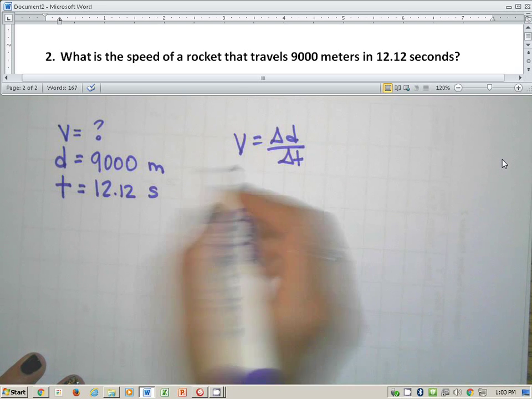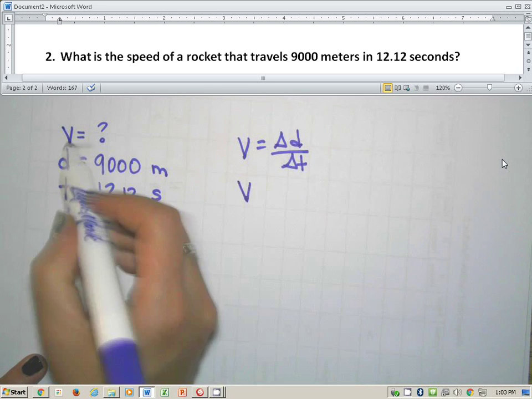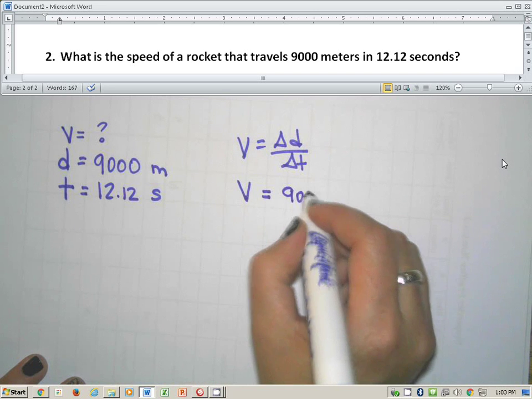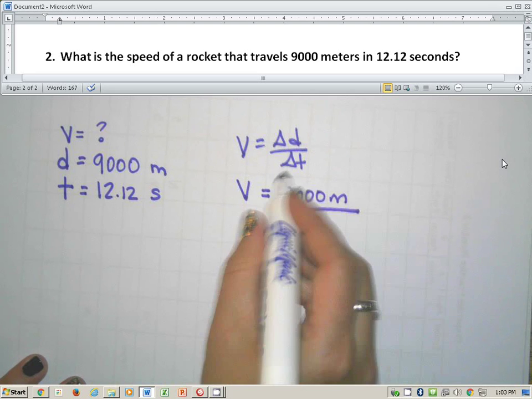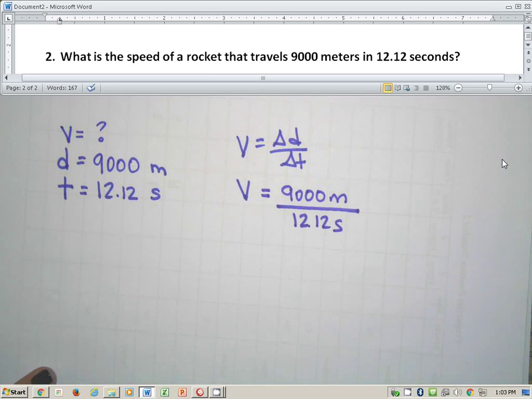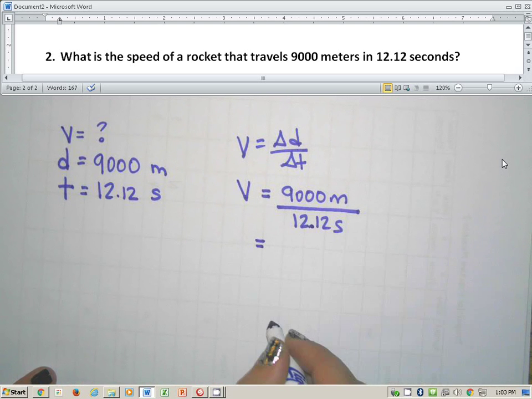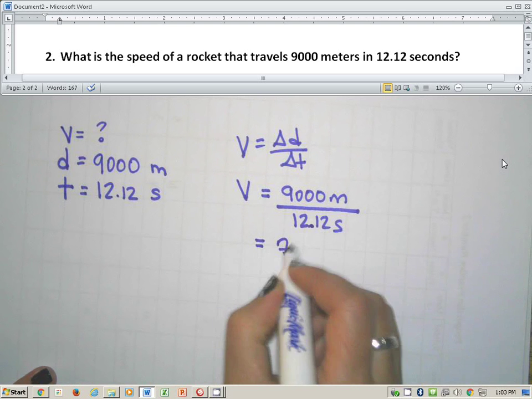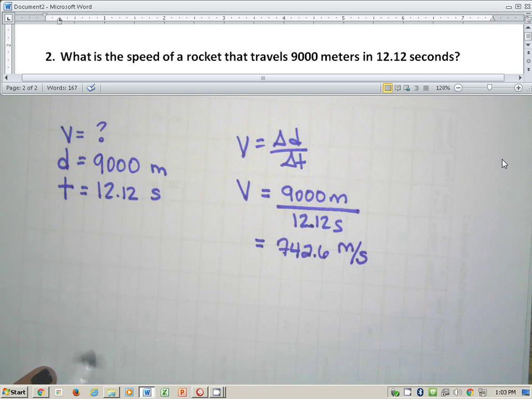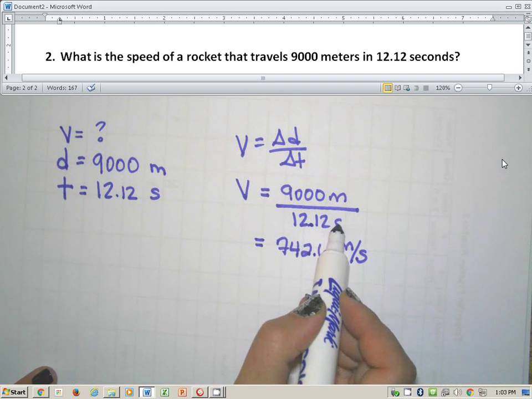Once again, I go letter by letter. V, I don't know, so I write the V back in. My D, I do know. That's 9,000 meters. My T says 12.12 seconds. So this is really straightforward again. We just do our division into your calculator. You put 9,000 divided by 12.12. I get 742.6 meters per second. I'm coming up with my unit because I've got meters and seconds.